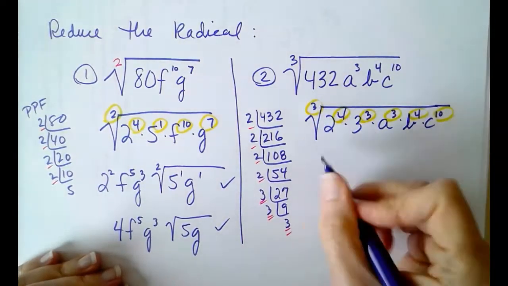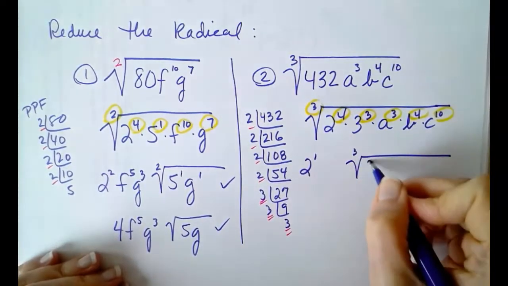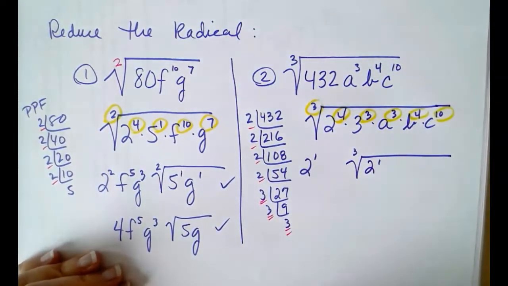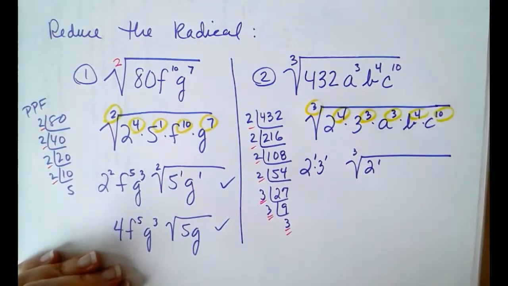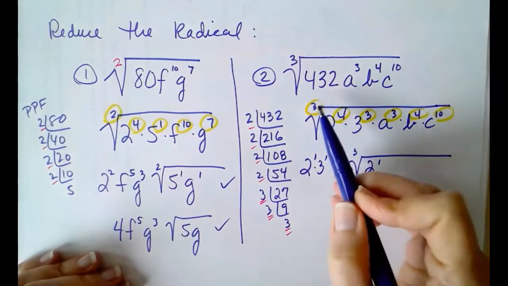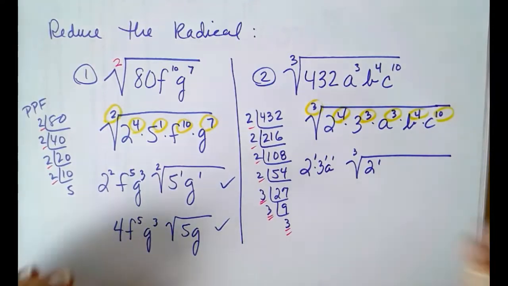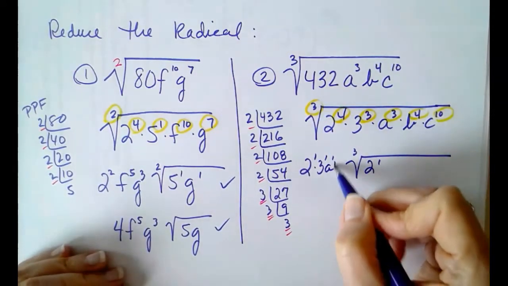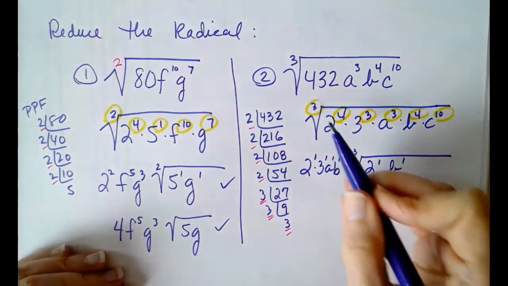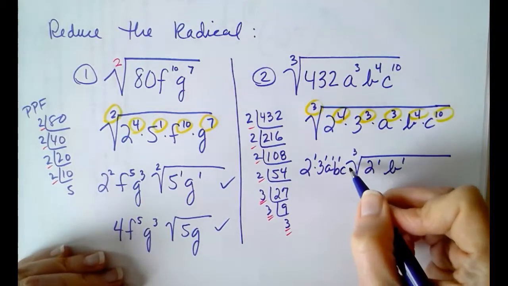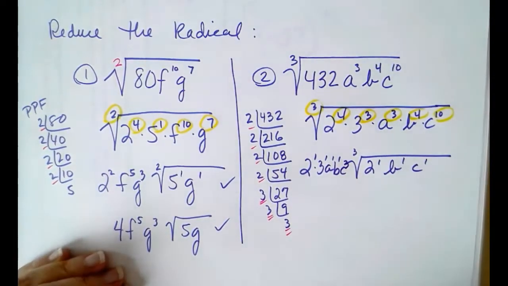3 goes into 4, 1 whole time with 1 power of 2 remaining underneath. 3 goes into 3, 1 whole time, none left underneath. 3 goes into 3, 1 time, none left under. 3 goes into 4, 1 time with 1 power left under. 3 goes into 10, 3 times with 1 power left under.